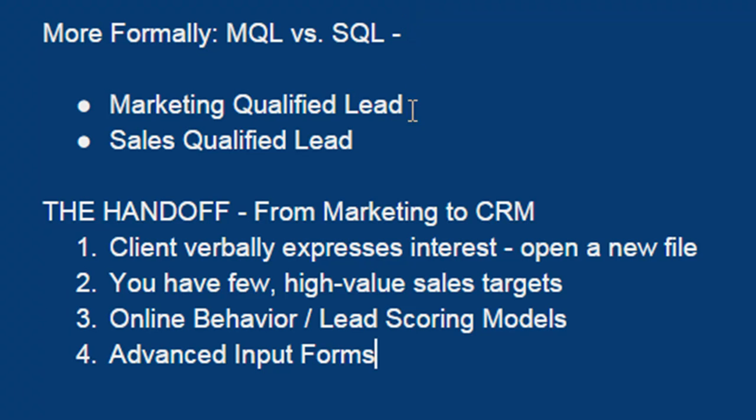If you want to get more formal about it, there are two types of qualified leads: marketing qualified leads and sales qualified leads. We can help you make that handoff automatically based on activity. So when is the handoff from marketing qualified lead to sales qualified lead, and then you have a sales team. If you've got a large sales team, you can have somebody doing low-level qualification, and then somebody further up the chain, a higher value expert who just focuses on closing.